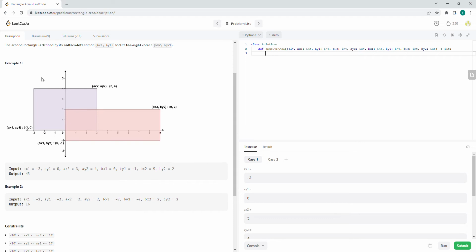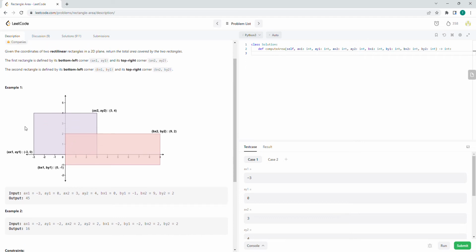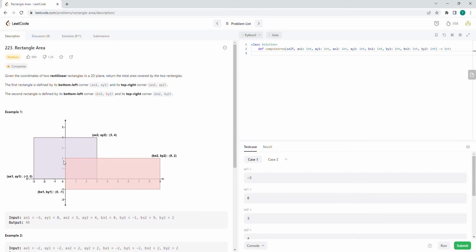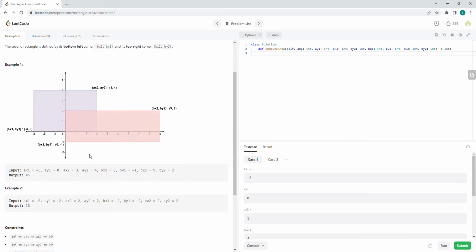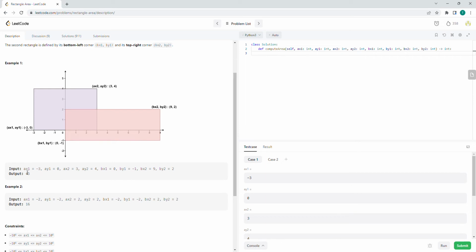So we have a diagram here. We've got two rectangles here, and we want to find basically the area of which it overlaps. So let's look at here. We have ax1 being coordinates of -3 and ay1 being 0. So -3 and 0 is this point right here.